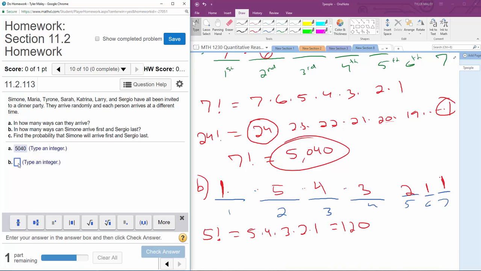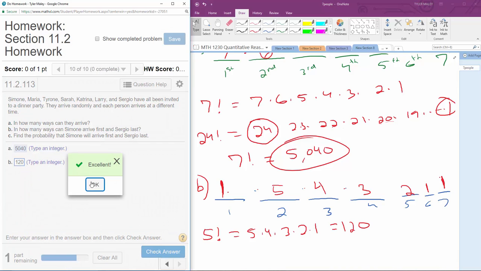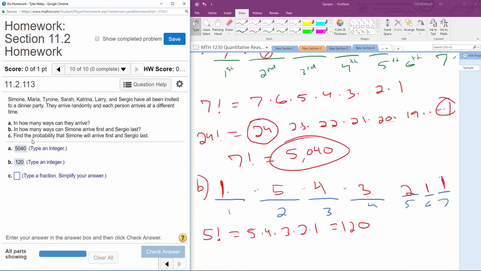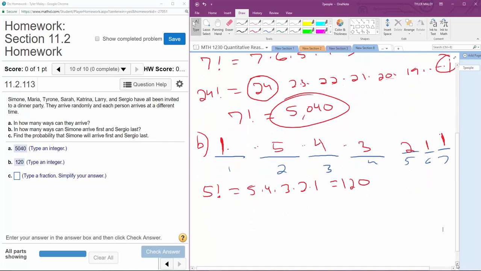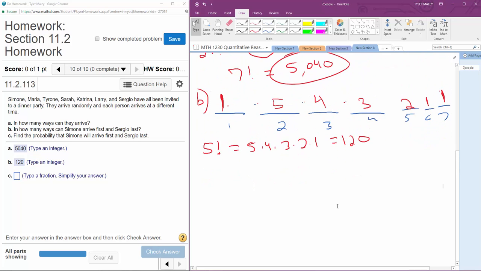So we type in 120 here, and then now we're asked, find the probability that Simon will arrive first and Sergio will arrive last. Right, so there's a couple of ways that we can do this. So part C, finding the probability that we have Simon first and Sergio last.